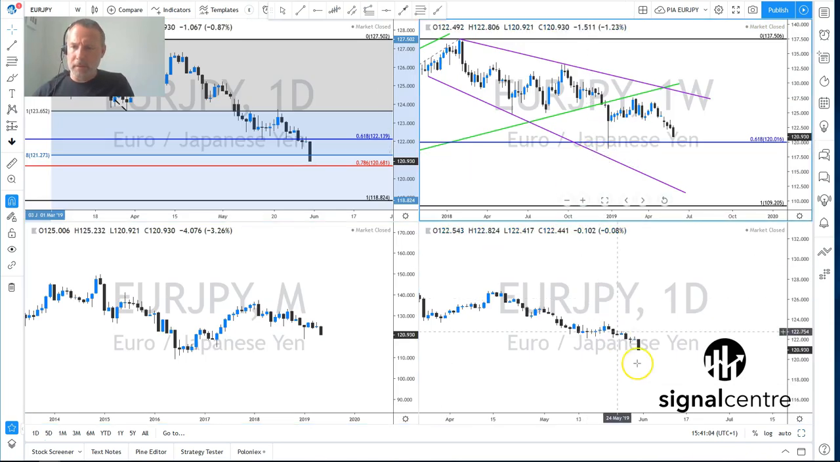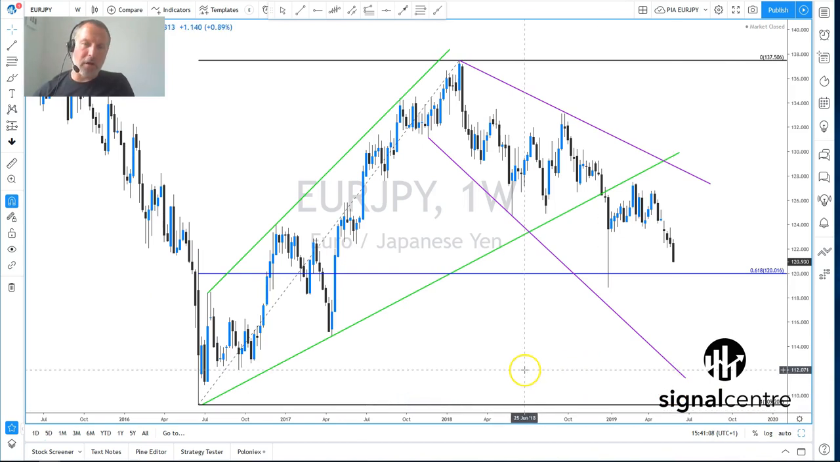Euro yen, very complicated chart. The weekly chart highlights two different formations. This is an expanding wedge formation, which has a bias to break to the downside. It got close to a retest of the trendline resistance after bouncing from a 61.8% Fibonacci level. It moved to the upside, and it's now showing an aggressive move to the downside, and this looks like another expanding wedge formation.